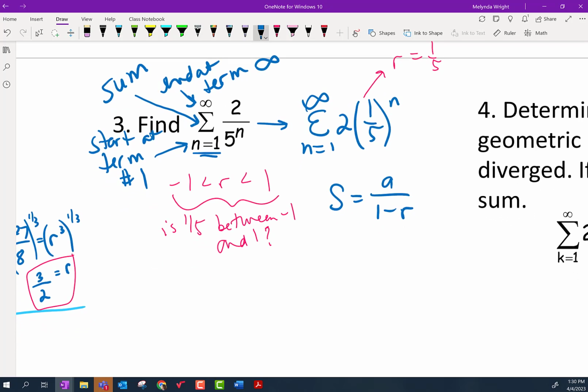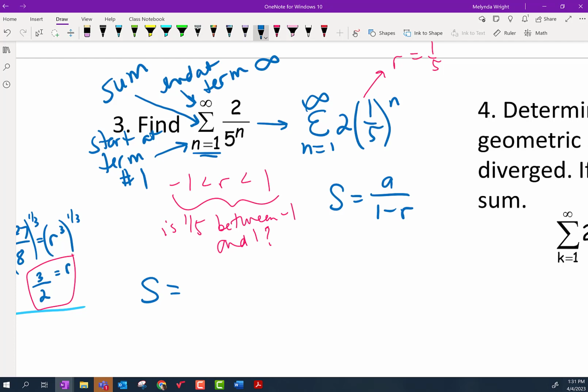And let's fill it in. Now here is a big caution. A big caution. 2, in this case, is not the first term. I want you to notice how this is written. It's written to the n, not to the n minus 1.